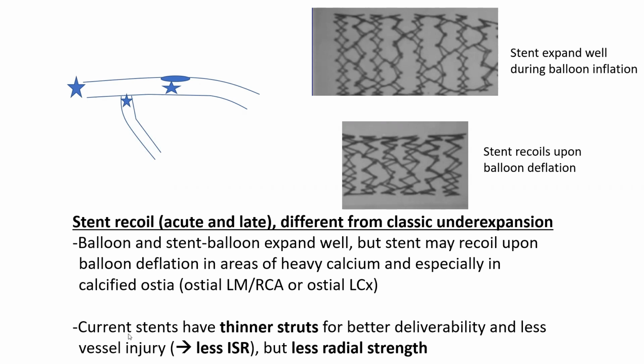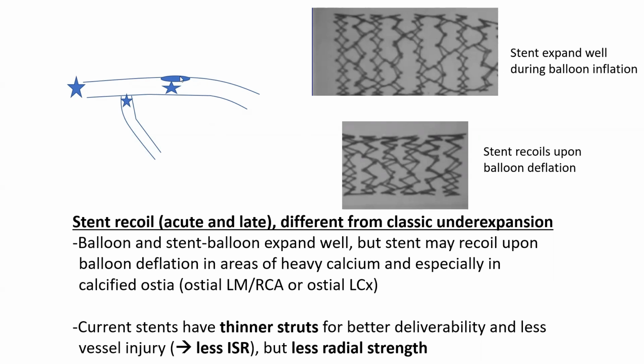However, it happens because current stent generations have thin and very thin, and sometimes ultra-thin struts. And this is part of the evolution. We use thin struts to improve deliverability, but also to create less injury. Actually, thinner stent struts create less inflammation and less neointimal hyperplasia and neoatherosclerosis. However, this comes at a price. You end up with less radial strain and a risk of stent recoil.